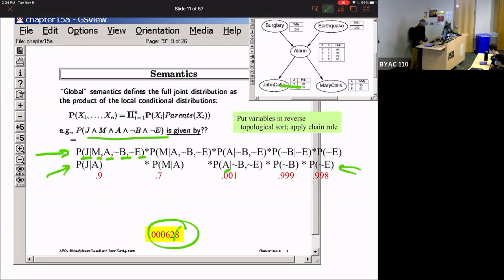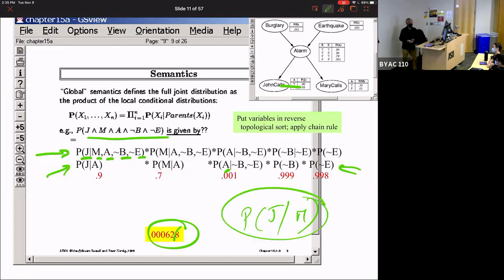So since you can get this, you can get every other joint distribution entry. And because you have all the joint distribution entries, you can compute any other query, for example, what is the probability John calls given Mary calls? That's hard. You can't just look up the table. So really, this is nothing but P(John and Mary) by P(Mary).